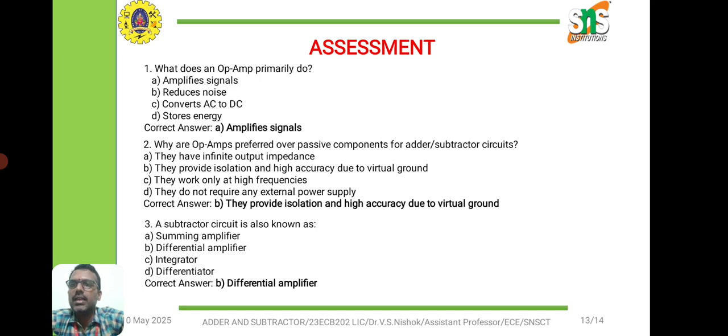What does an operational amplifier primarily do? It amplifies the signal. Why is the operational amplifier preferred over other circuits? It provides isolation and high accuracy due to virtual ground, as we have seen in the previous slides. A subtractor circuit is also known as a differential amplifier, and the summing circuit is known as the adder circuit.